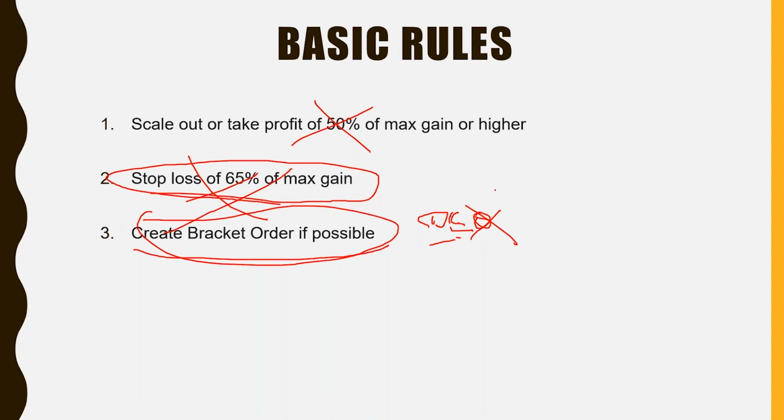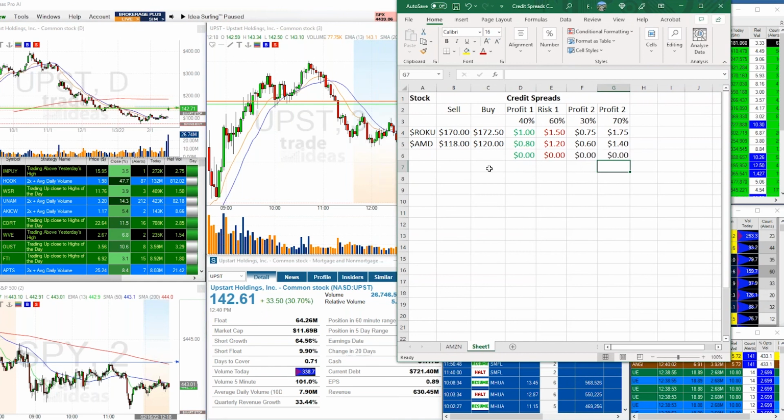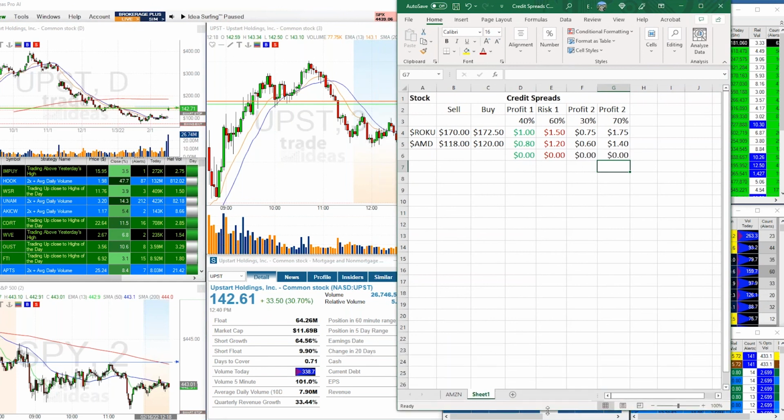So those are some of the basic rules that you might have down. Yeah, I'm going to show you this. Okay, so this is the Excel sheet that I created. Let's say we have the stock here, so you put in the ticker, the sell strike price, and the buy strike price.